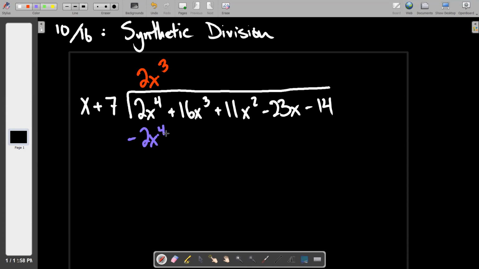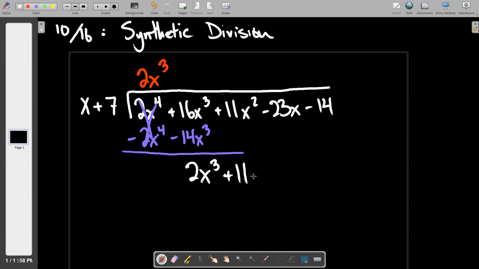On the next one, I would get 14x to the 3rd, and I write minus 14x to the 3rd. Then I add these together and cancel them out. How many x to the 3rds will I have left? I will have 2x to the 3rd, and I will drop down my plus 11x squared, and I shall start again. What now do I add up to the red part?